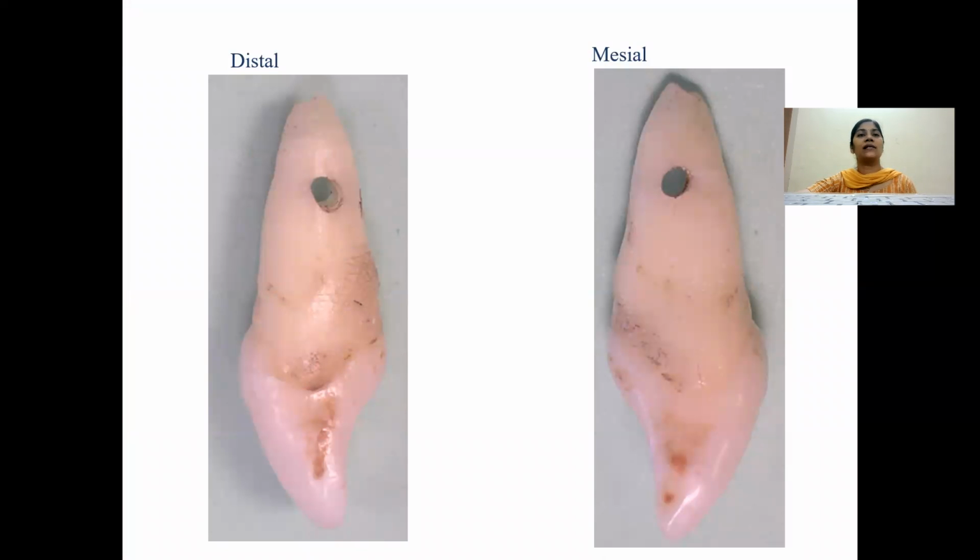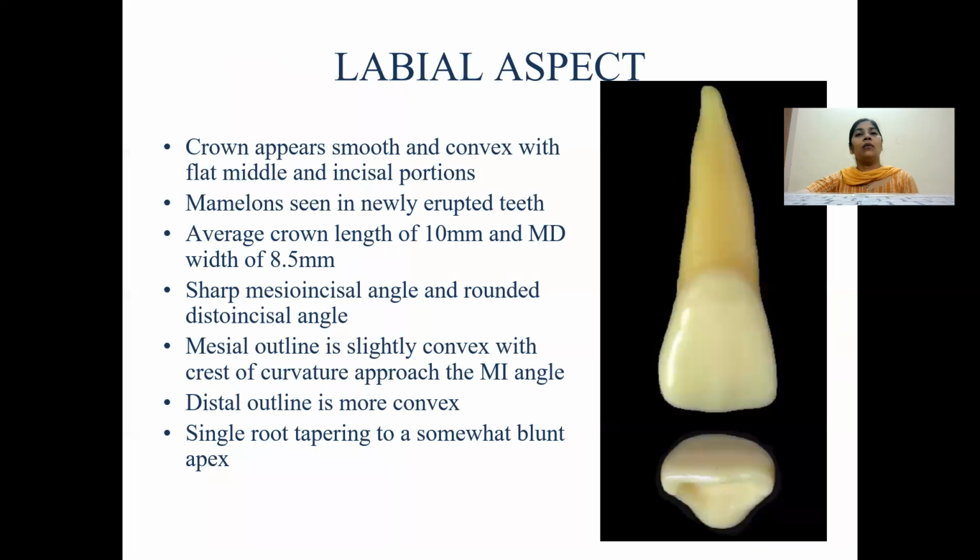We have kept two extracted teeth here, the distal and the mesial. If you compare the two, the mesial aspect looks bulkier. And if you look at the cervical line, by now you should know the cervical line, it is much deeper on the mesial aspect compared to the distal one. Now we'll go on to each aspect in detail.